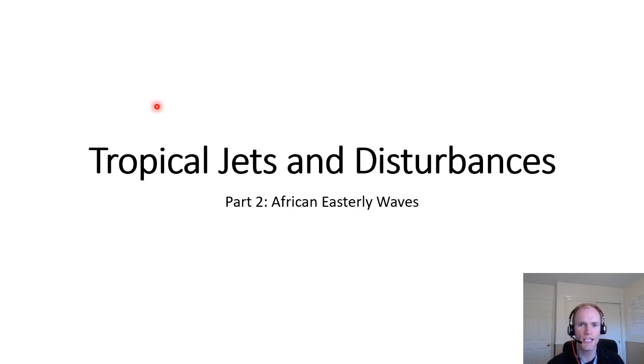Hello and welcome to the second video in our three-part series on tropical jets and disturbances. In this video, we're going to focus on African easterly waves, the primary synoptic scale mode of variability in the lower to middle troposphere across Africa, and one of the key features that gives rise to tropical cyclones in the Atlantic basin and to some extent the eastern North Pacific basin as well.